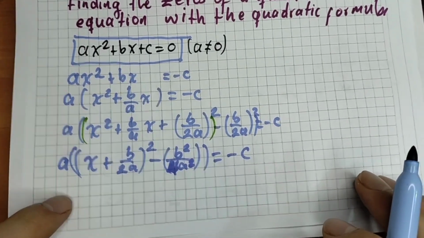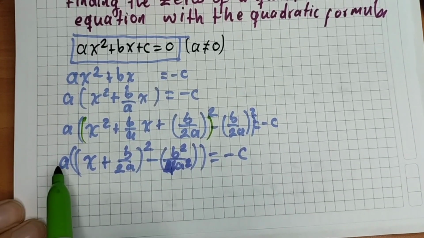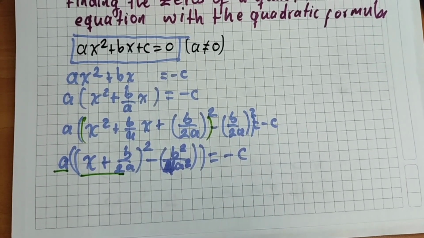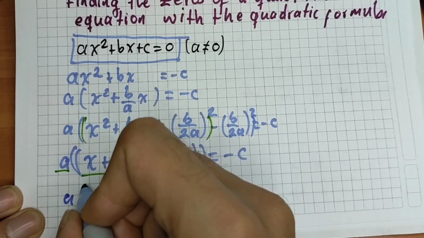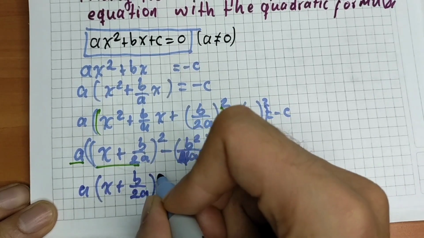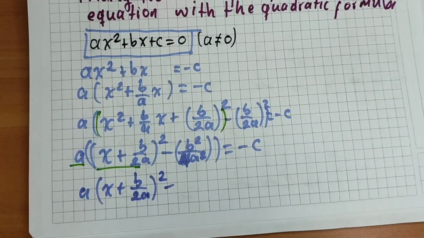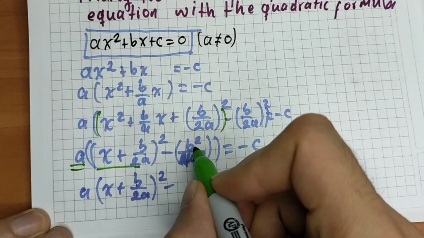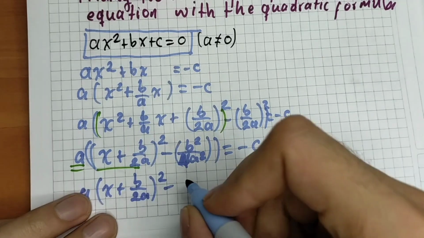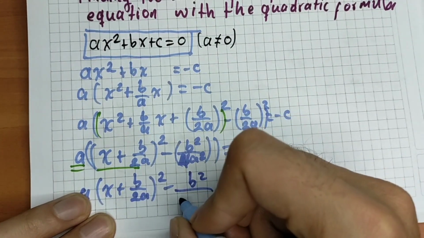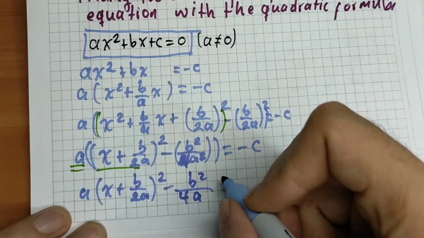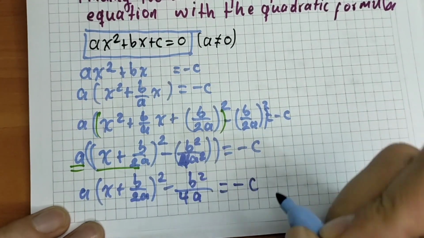I'm going to use the distributive property of multiplication to distribute this a among the two terms in this binomial. So a times (x plus b over 2a) squared is equal to a times (x plus b over 2a) squared, minus a times b squared over 4a squared. Simplifying this, I would have b squared over 4a, because this a cancels with this a squared, and this whole expression is now equal to negative c.